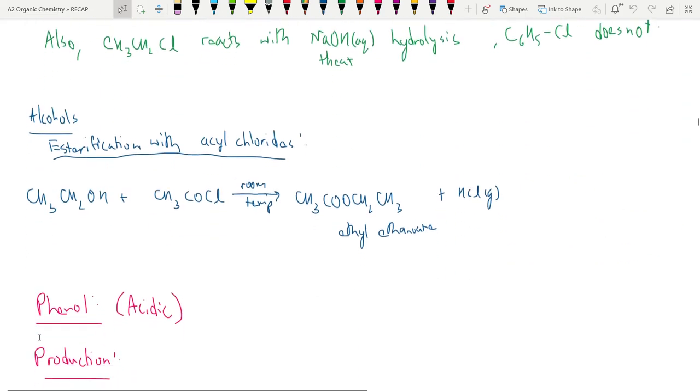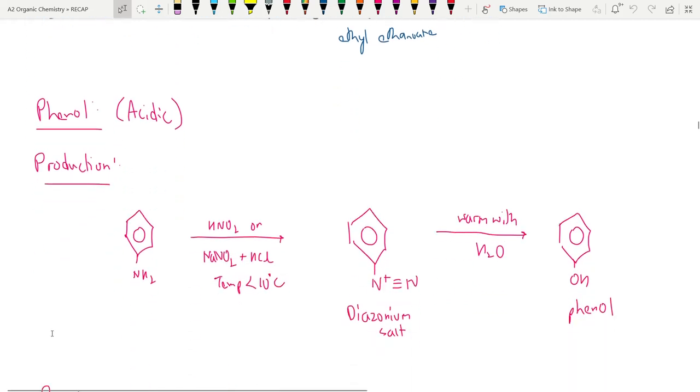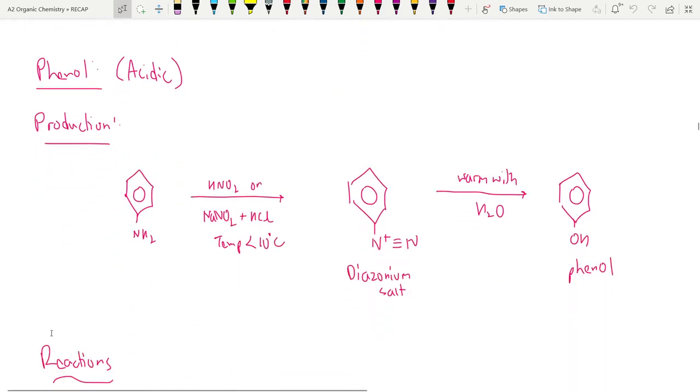Okay, moving on. Alcohols. The only thing from alcohols in the A2 syllabus is esterification. We know that alcohols react with carboxylic acids in the presence of concentrated H2SO4 and heat under reflux to form esters. But they also react with acyl chlorides at room temperature to form esters. Okay, remember that. HCl will be given off, white fumes will be seen as a byproduct. Now we are dealing with phenol, which is acidic in nature.